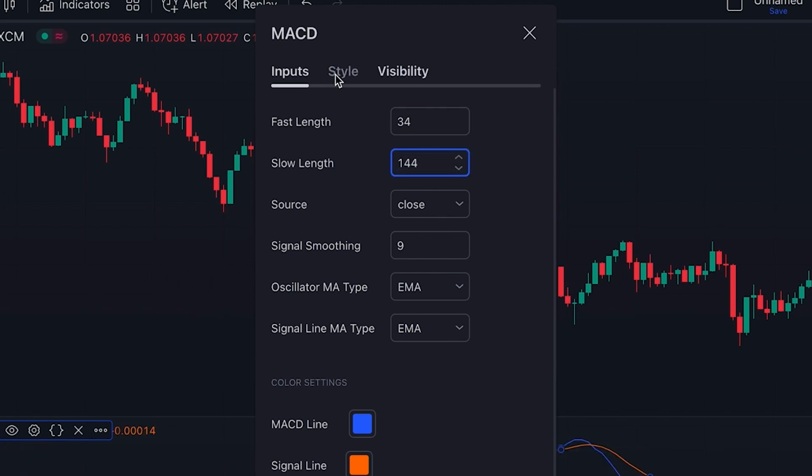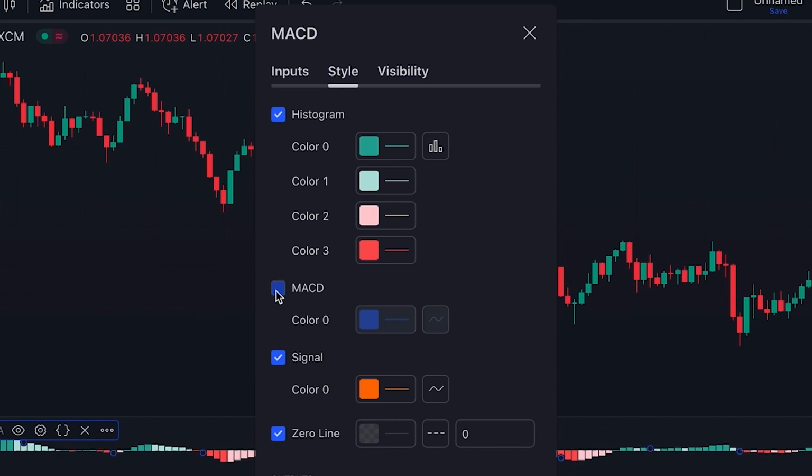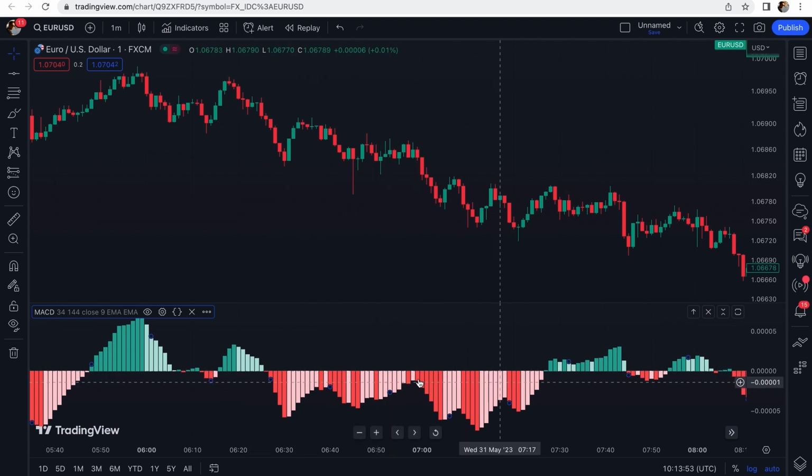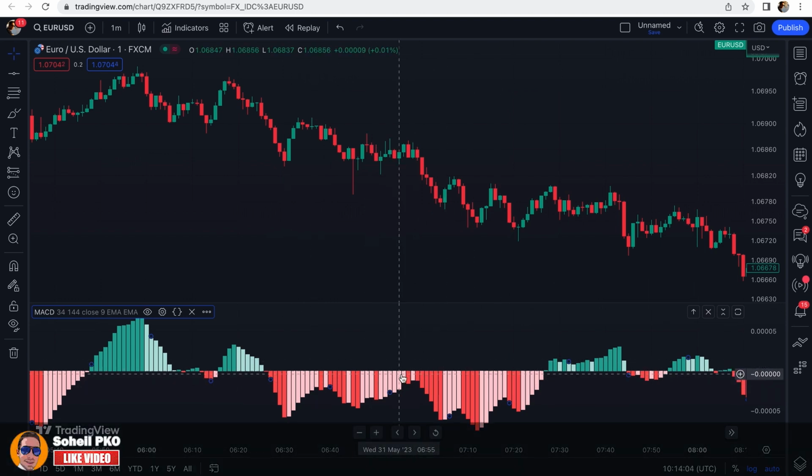Then we go to the style tab and we remove the MACD line and signal line, because in this strategy we only need the MACD histogram. This MACD with these special settings is going to help us with the current momentum and trend of the market, so we'll be sure that we're not against the current direction of the market.